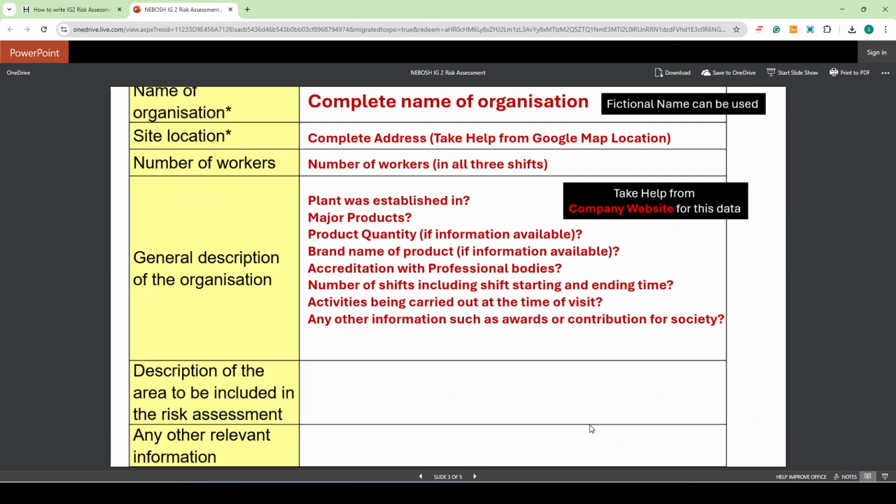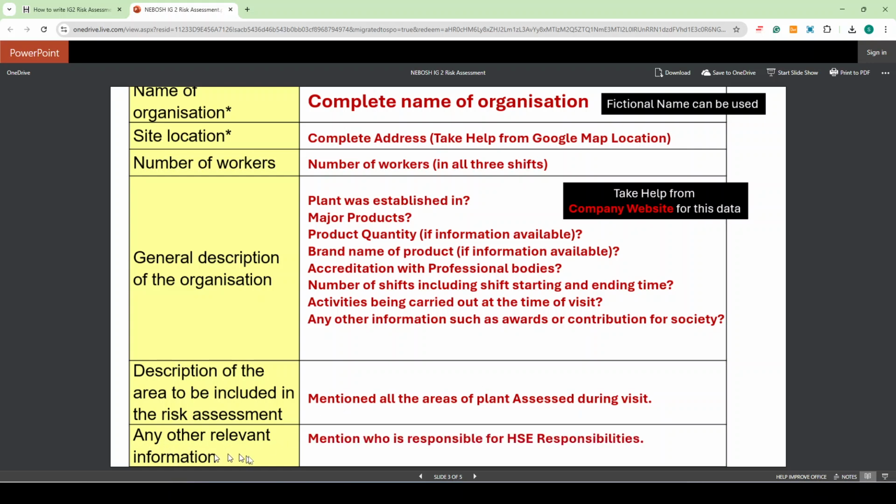Now moving to the next slide. All this we have already discussed. Now you need to mention the description of the area to be included in the risk assessment. For that, you should mention all the areas of the plant assessed during the visit. So suppose you have visited the plant, you should mention like workshop, admin building, canteen building, then work yard, fabrication yard, then whatever sites you have visited, you should mention it. Loading, unloading area, all these areas you should mention here.